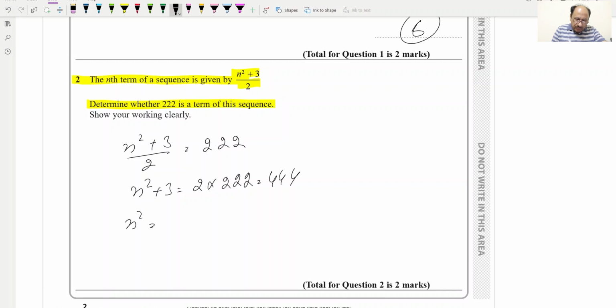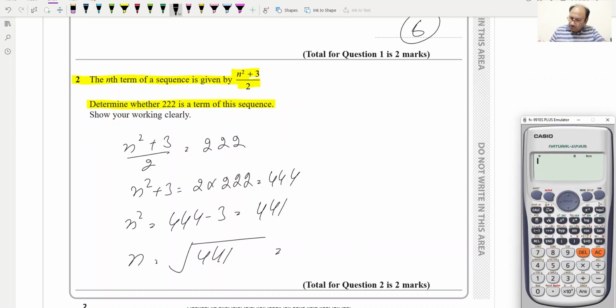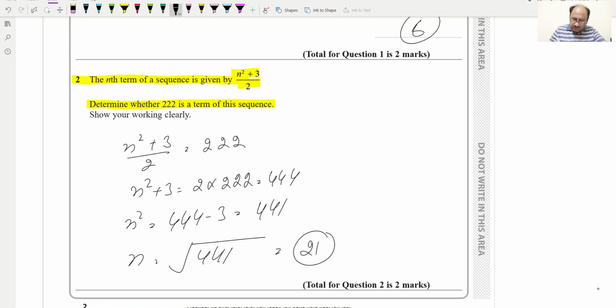Then n squared will be equal to 444 minus 3, which is equal to 441. So n will be equal to the square root of 441, which is 21. So this is a whole number or integer, so we will say that 222 is a term of the sequence.